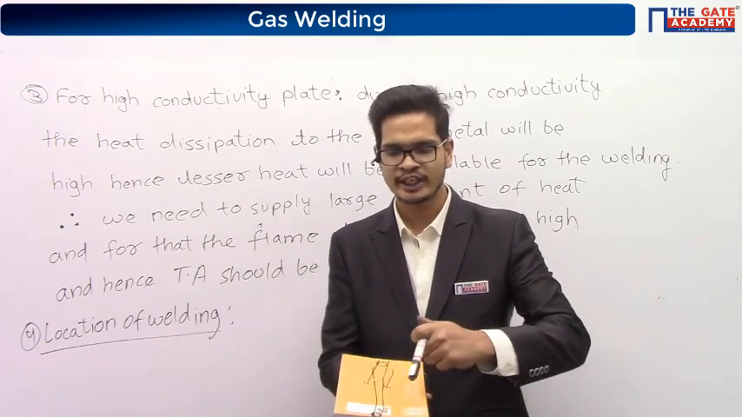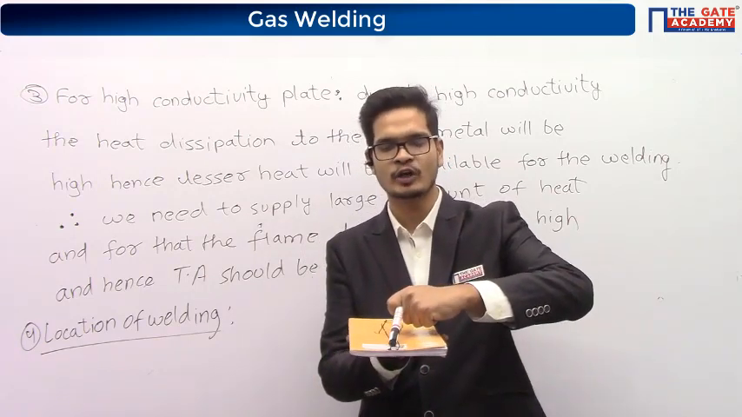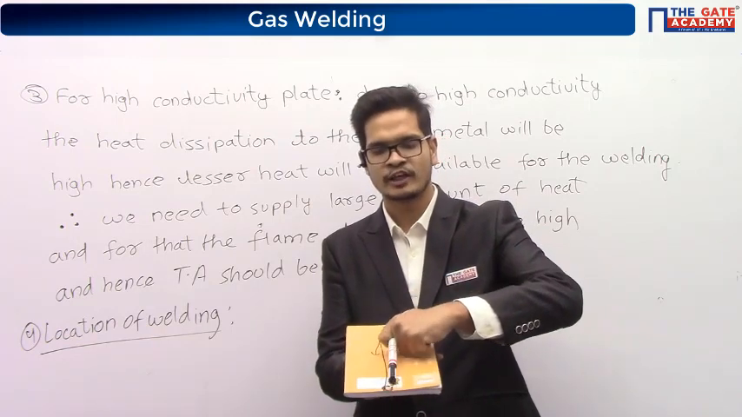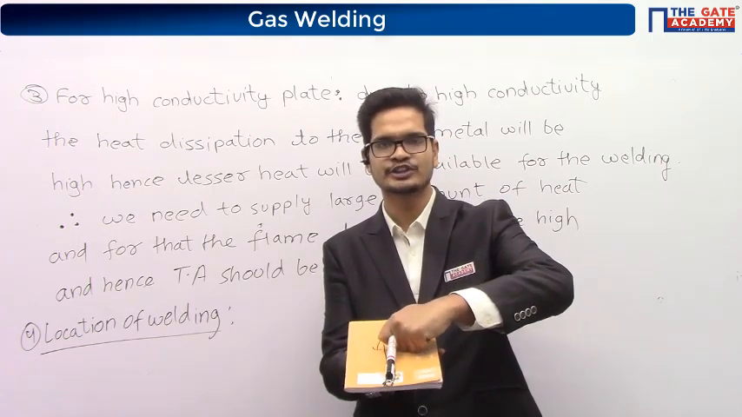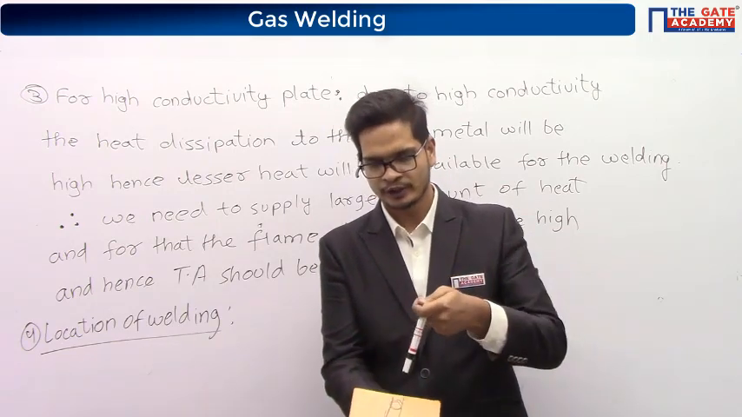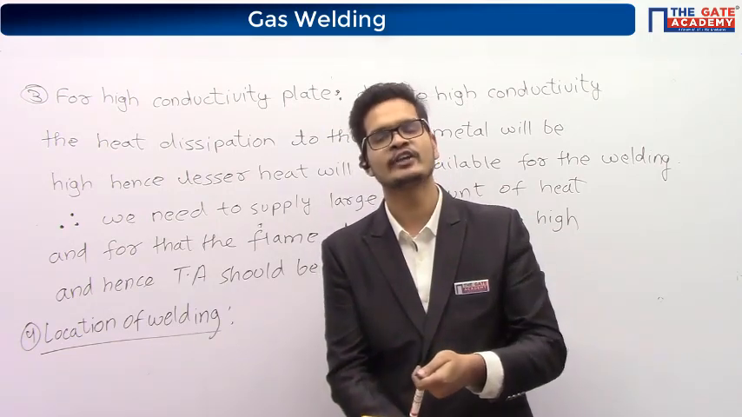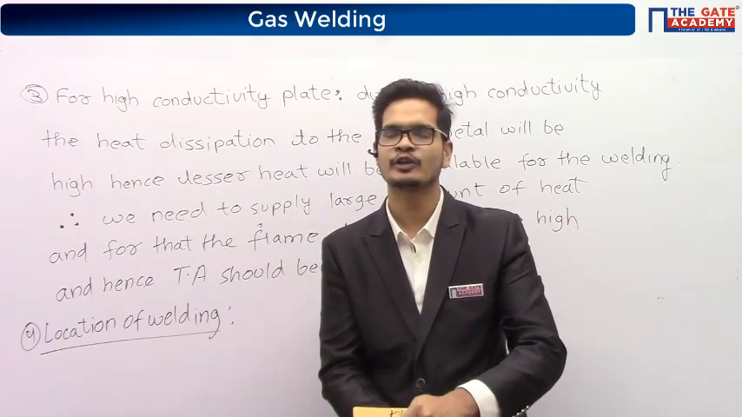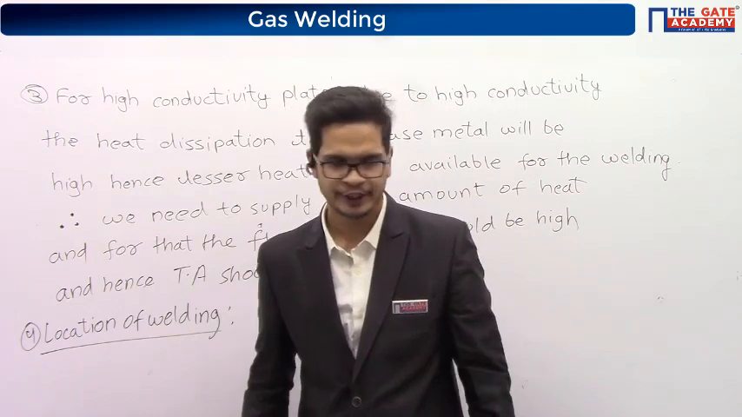So instead, we'll have to reduce the torch angle so that the force of the flame is not concentrated here. You can say that at the beginning of welding, we'll keep the torch angle high, and at the end of the welding, we'll keep the torch angle low. Did you understand this point?